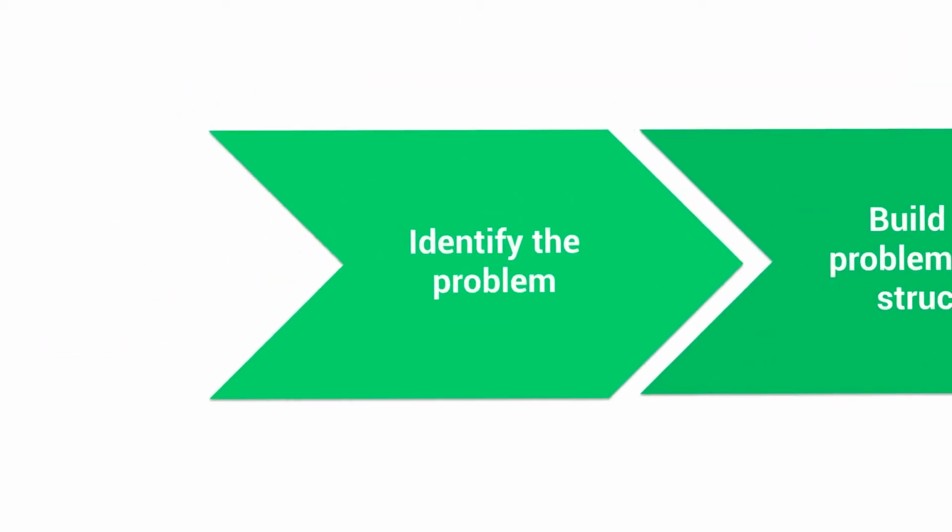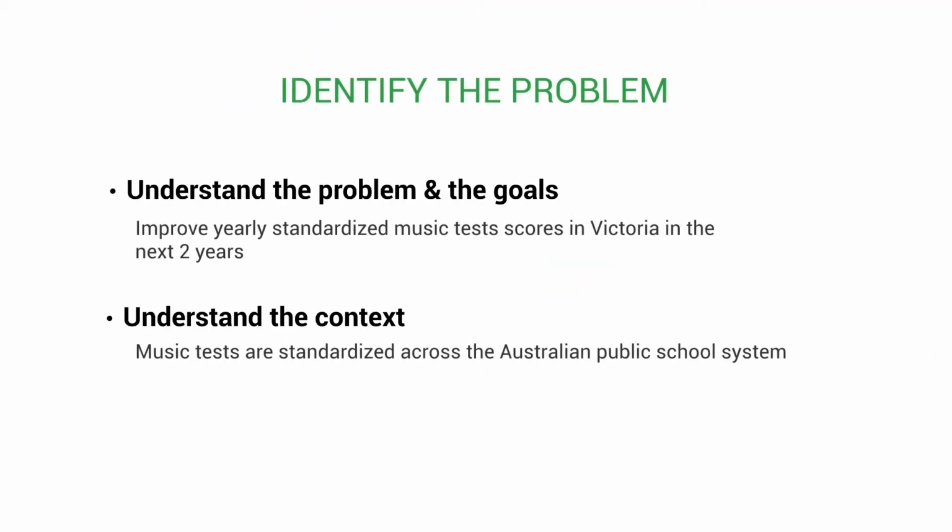With the problem-driven approach, you always start by identifying the problem. You need to understand the problem and the real goal. It is to improve yearly standardized music test scores in Victoria in the next 2 years. And you need to understand the context. The music test scores are standardized across the Australian public school system.